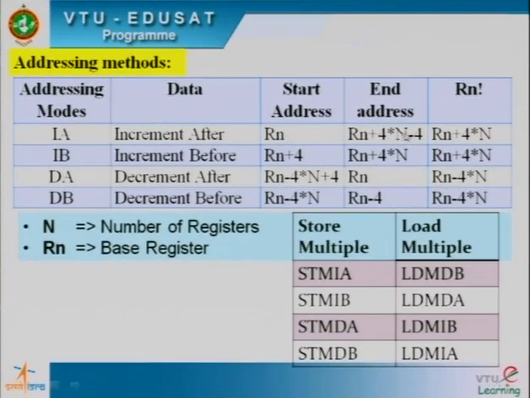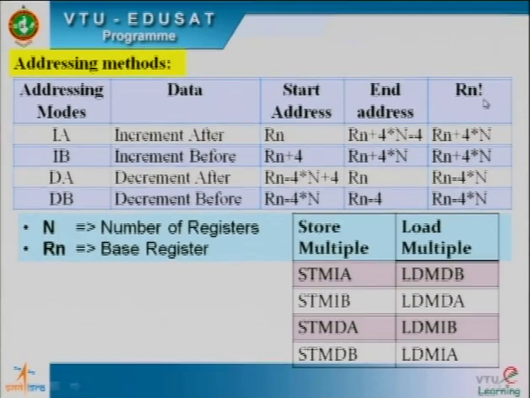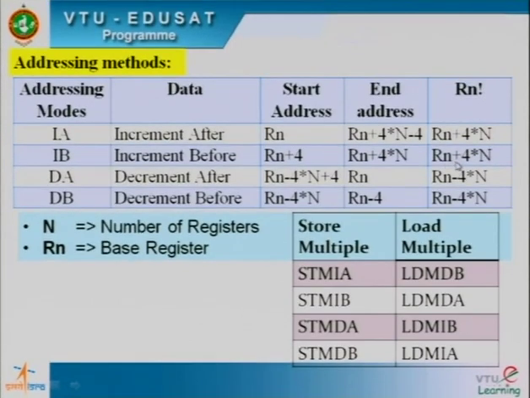One thing that we have to observe at the end is that the final value of Rn is Rn plus 4 multiplied by n. We will see this again with an example, where the meaning will be more clear. But just for an understanding of what the starting address and the end address are, let's look at the table with 2 or 3 more examples. When we say increment before, the start address is Rn plus 4 and the end address is Rn plus 4n. The final value of Rn, if we update it with the exclamatory mark or write back option, is Rn plus 4n.